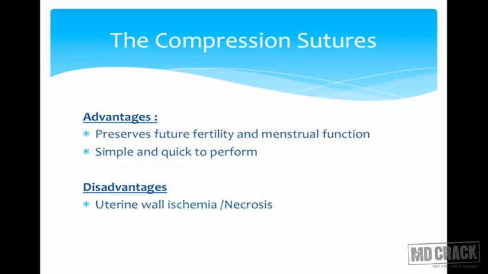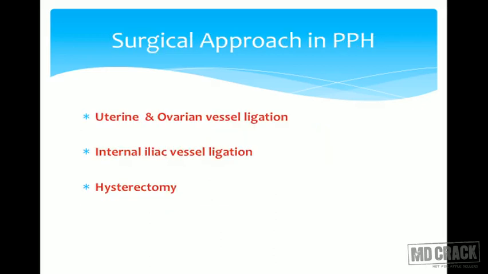The compression suture, the advantage is it preserves future fertility. In other circumstances, suppose you go for hysterectomy, there is a question that if the patient is young, nulliparous, or primigravida, then you don't want to sacrifice the uterus. So they give you the advantage of conserving fertility and menstrual function. Simple and quick to perform, very easy. We have to just take the opposing sutures. Disadvantage, in some cases it has been noticed that it may cause uterine wall ischemia if they are too tight, and thus necrosis of the uterine walls.